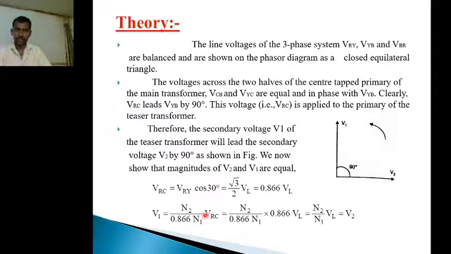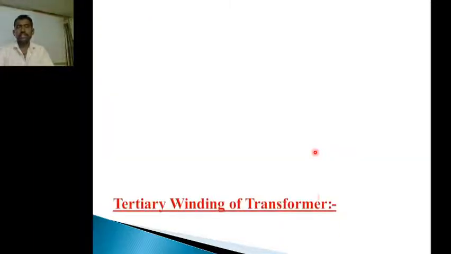So N2 by 0.866 N1 into VRC, as in the previous diagram itself. We know that VRC is equal to 0.866 VL. So this 0.866 and this 0.866 will cancel, and we get N2 by N1 into VL. That N2 by N1 into VL is nothing but V2. So V1 is equal to V2, and those two are displaced by a phase angle of 90 degrees. That's why we can conclude that our three-phase supply will be converted into a two-phase supply by using the Scott connection or T-T connection.